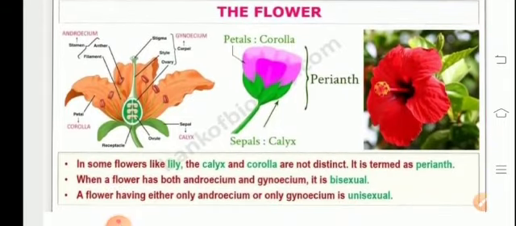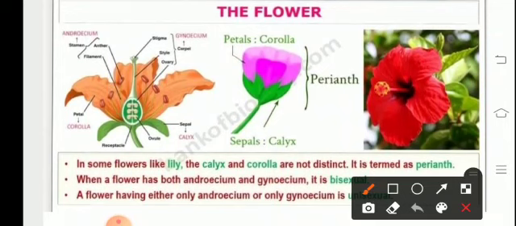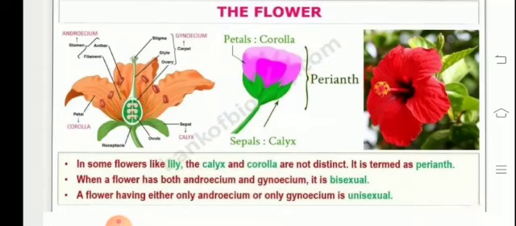When we talk about the petals or the corolla, in some flowers, like the lily, the calyx and the corolla are not distinct. The calyx is fused with the corolla, and that condition is referred to as perianth. If the flower has both the male and the female parts, like in hibiscus, we can see this red colored structure, that's the stigma, and the yellow portion, that's the pollen grains or the male part.